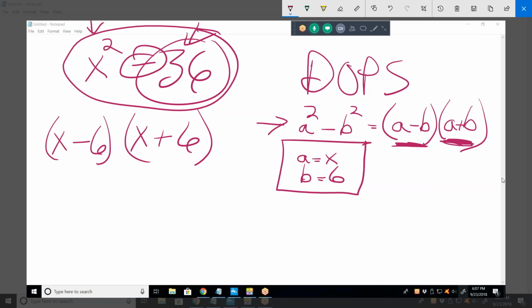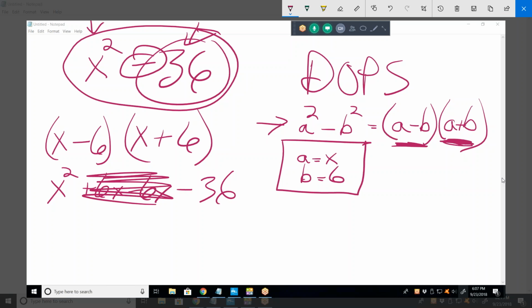Now, notice what happens if I FOIL those out. I get this. X squared plus 6x minus 6x minus 36. Those always cancel. And I'm left with x squared minus 36. So whenever you see the difference of two perfect squares, it's always going to factor into the square root of the first term minus the square root of the second term.